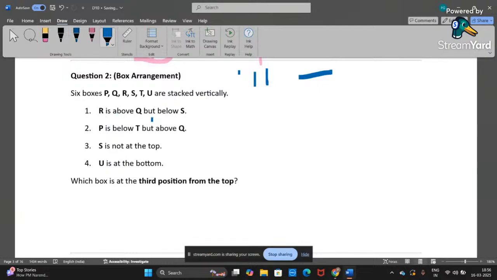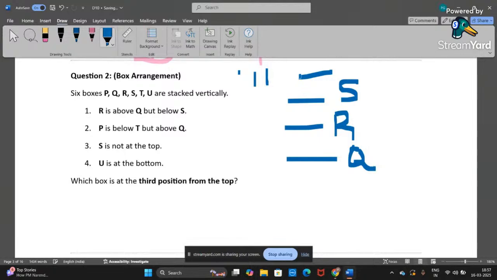R is above Q but below S. So to be clear, I'm writing like this. Okay. R is above Q. So let us take it as R. It is above Q. But below S, right?